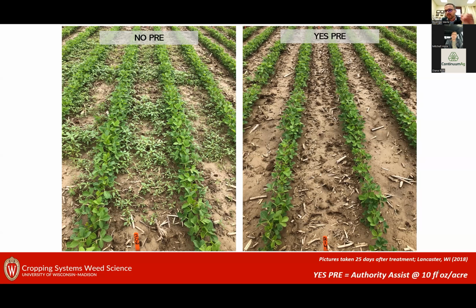But not only do you have to put 2 AIs together, you have to deliver them at the right rate, because I'm seeing a lot of farmers that are putting multiple AIs out there, and they're doing the right thing. The problem is that we're not putting enough, so we're putting a bunch of AIs at very reduced rates, and that's also very problematic for resistance. So when making decisions for this growing season and for future growing seasons, when using a residual herbicide, mix and use appropriate rates for your soil conditions.